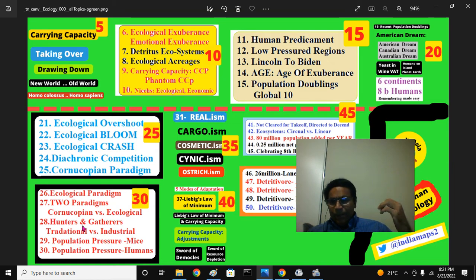The modern people, industrial societies, are essentially hunters and gatherers, every day hunting for oil, coal, natural gas, iron and so on, just like the traditional hunters and gatherers of the former time before agriculture was invented. Traditional hunters and gatherers. So, adaptations to the changing post-exuberant era, realism, cargoism, cosmetism, we discussed extensively.